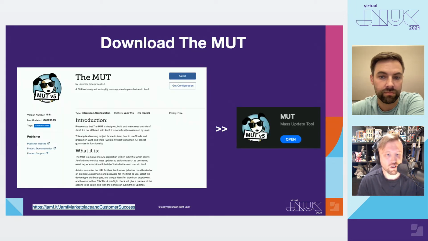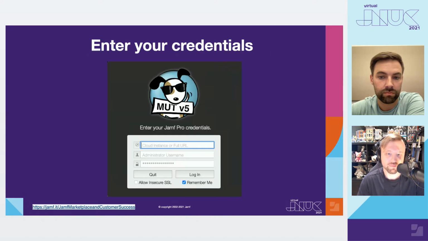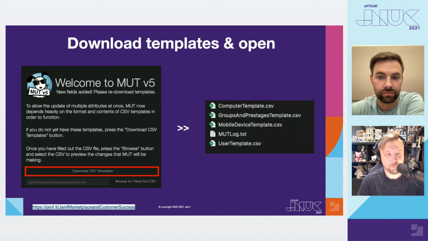You can find information regarding the MUT in the Jamf Marketplace, and when you're ready to download it, you can select Get It, and you'll be directed to the Mac App Store to download. Once downloaded and installed, as you open up the application, you'll be asked to input the instance URL, a username, and password for the account. By signing directly into your instance here, you'll be able to allow the MUT to make those changes directly within your instance.